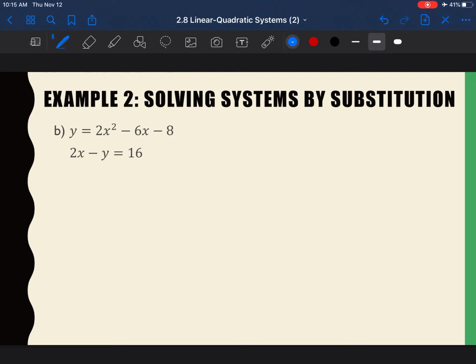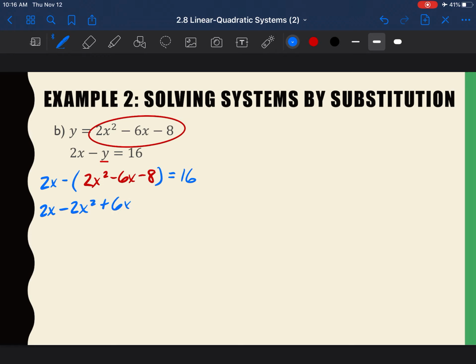Okay, so same idea, substitution, plugging this in for the y, so then that would give me 2x minus, and then I will write the 2x squared minus 6x minus 8, and then continue the rest of the equation, so equals 16. Distribute the negatives, so it'll be 2x minus 2x squared plus 6x plus 8 equals 16.